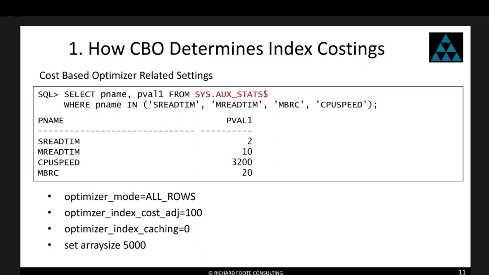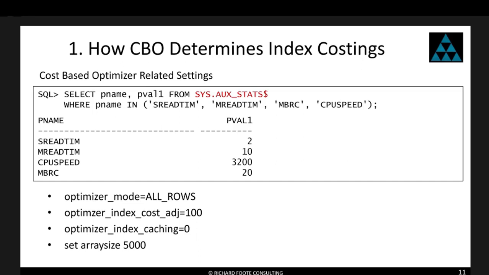How fast are my CPUs? How many instructions per second can my CPUs do? And also very importantly, how big actually are the multi-block reads. So it's okay to set a DB file multi-block read count, but for a whole bunch of reasons, Oracle may not be able to meet that criteria. So in my database, how big is an average multi-block read? So they're basically the settings of my database.